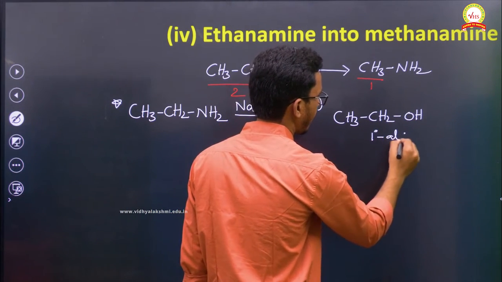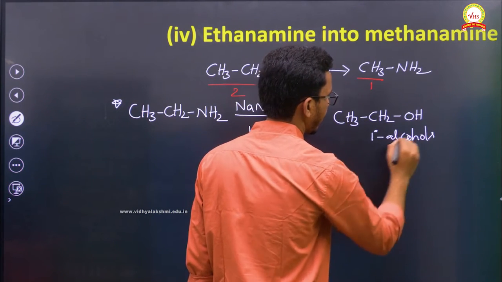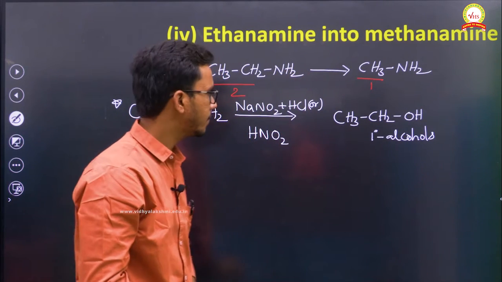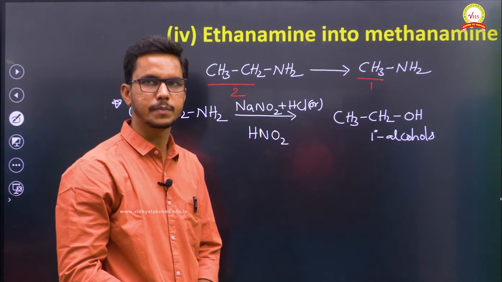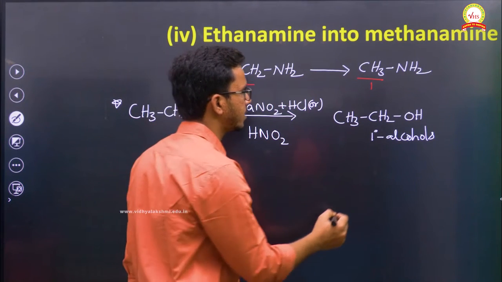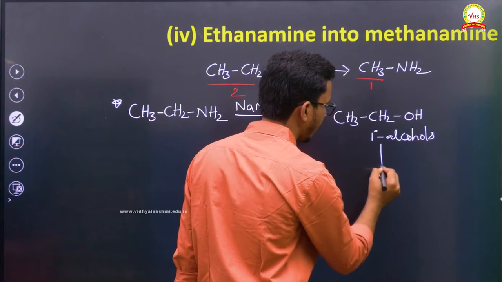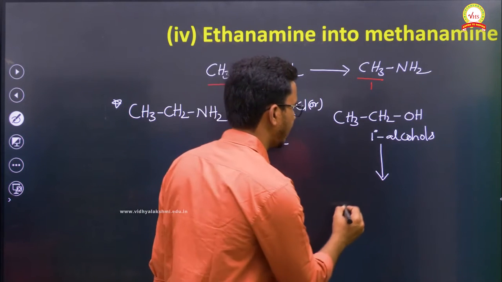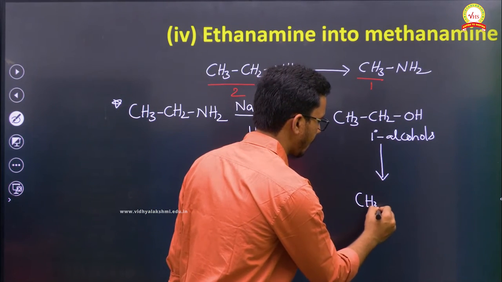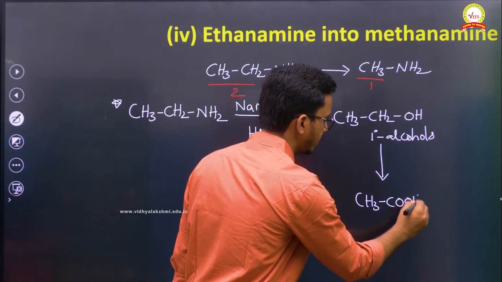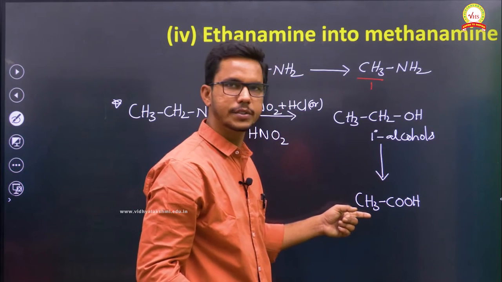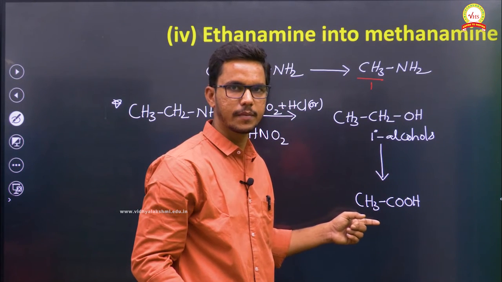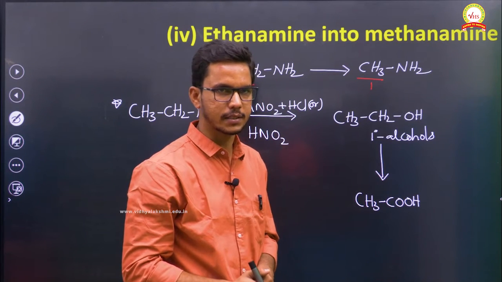What is this one? Primary alcohol. This primary alcohol should be turned into the respective acid. How can we convert this into the respective acid actually? Now alcohol to acid. Let me take the respective acid, that is CH3COOH. Now alcohol to acid is what? Addition of oxygen takes place. This is an example of an oxidation reaction, right?